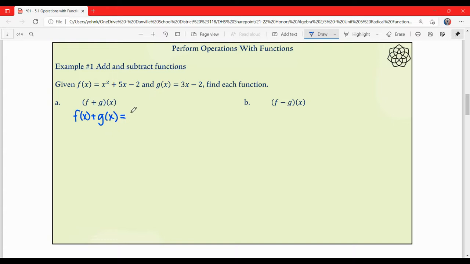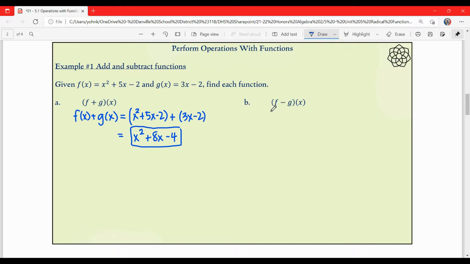And so we're going to take the f function, which is x squared plus 5x minus 2, and we're going to add the g function, which is 3x minus 2. Then we're just going to collect like terms. x squared, 5x plus 3x is 8x, and negative 2 plus negative 2 is a negative 4. So when I add a quadratic and a linear, I get a quadratic.